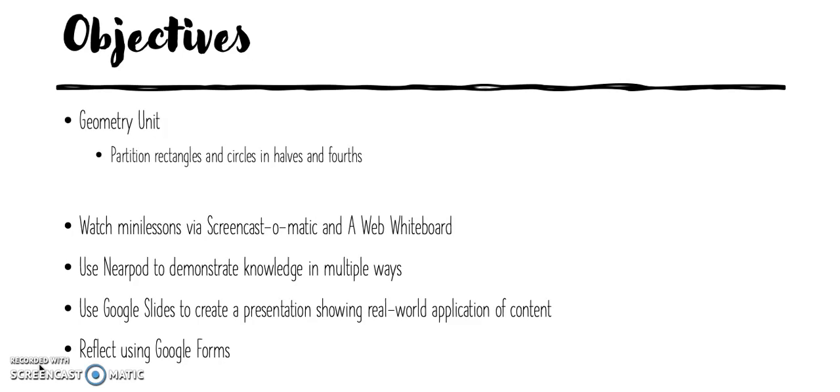As a final product, students will use Google Slides to collaboratively present real-life objects that typically require being partitioned or divided to be used. And as a reflection piece, students will use Google Forms to rate their understanding as well as reflect on the instruction itself.